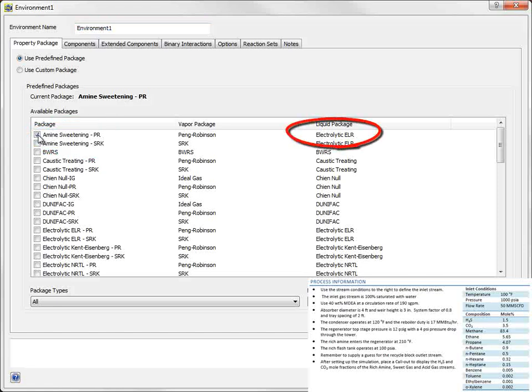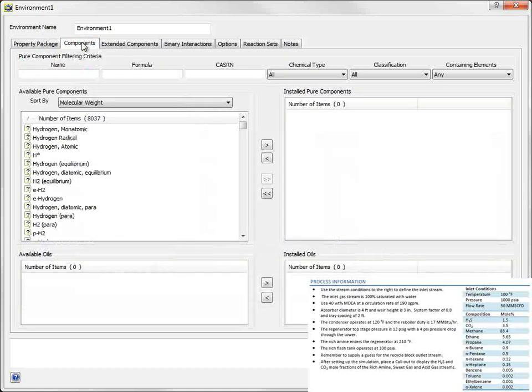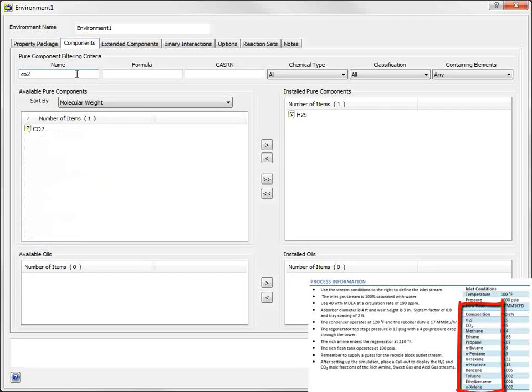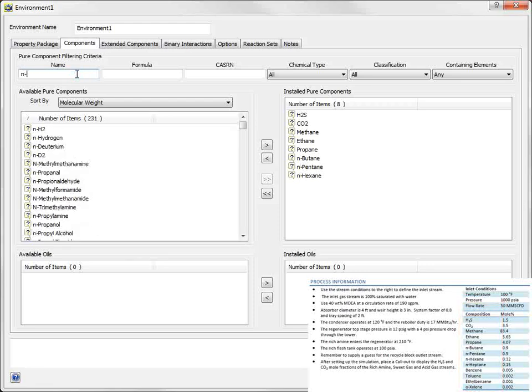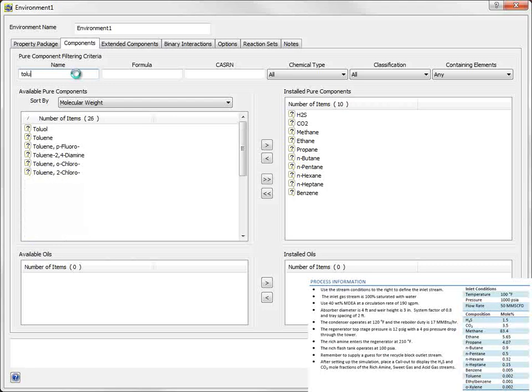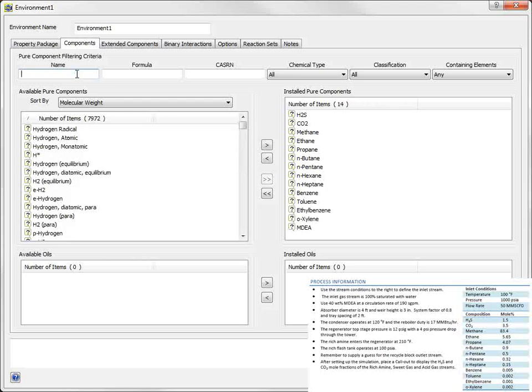This is an electrolytic environment, meaning that ProMax will predict ionization within the liquid streams, in turn allowing all of the required interactions and reactions to occur for the system. In the Components tab, we should include all of the components of the inlet gas, plus the amine and water. Once this is done, we should close this dialog by selecting OK.